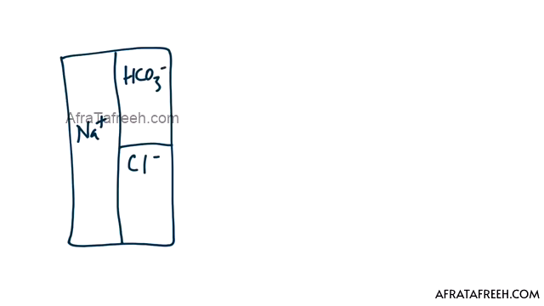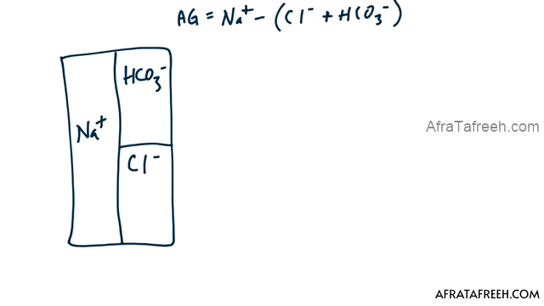The anion gap is calculated by subtracting chloride and bicarbonate from sodium. And a normal anion gap is between 8 and 12 milliequivalents per liter. Conceptually, an anion gap refers to unmeasured anions in the blood, which I'll explain more in a second.